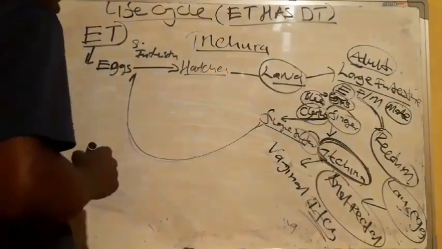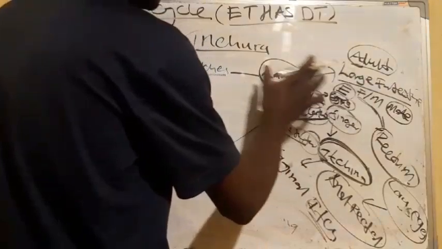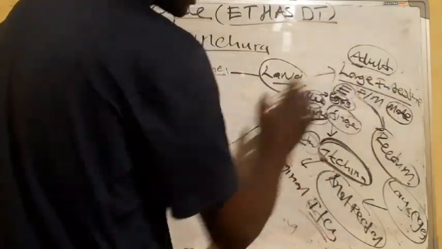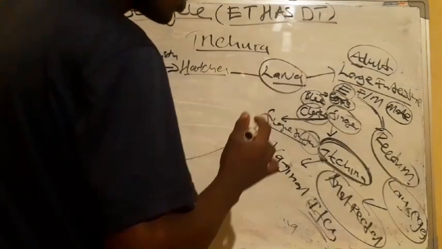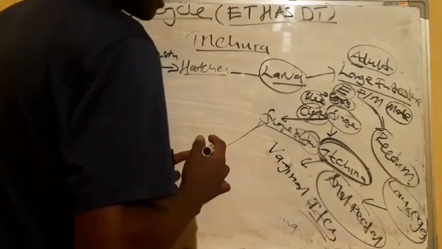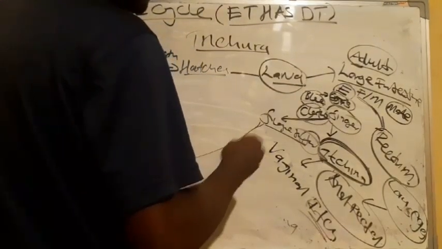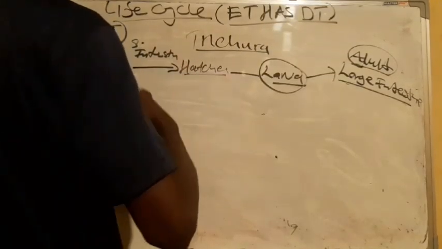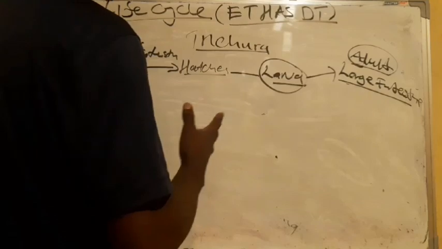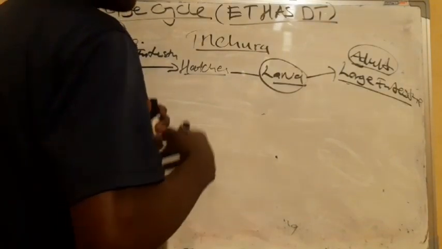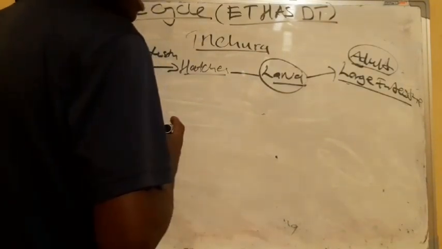Now, when it comes to trichuria, here for the trichuria, when it reaches the large intestine, it doesn't go to the rectum and lay the eggs there, but it lays the eggs within the large intestine. After laying the eggs, for the trichuria, it doesn't need to go to the rectum, but it lays the eggs there in the large intestine. After the laying of the eggs in the large intestine, what happens?